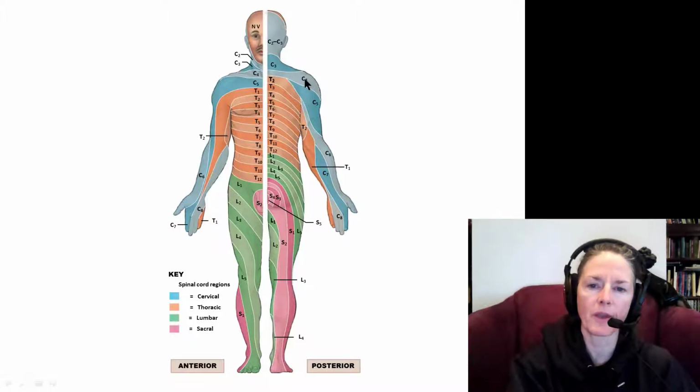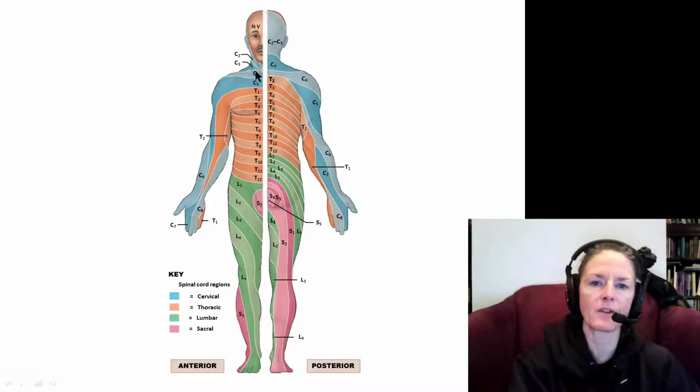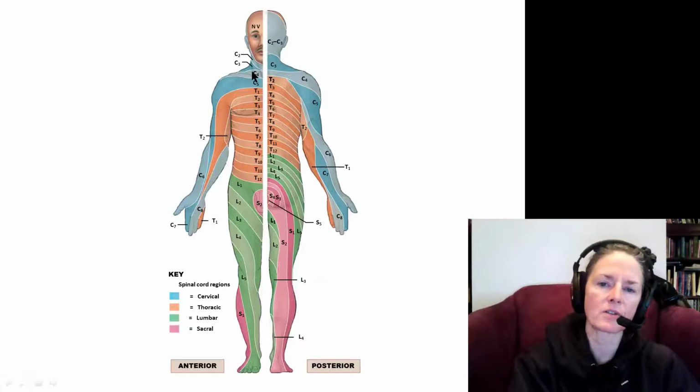So we see in this case, this is posterior and this is anterior. We see part of the shoulder here and part of the anterior, the clavicles, and part of the sternocleidomastoid areas. Things in this area will all be innervated by C4. So C4 will be receiving sensory information from these structures and also innervating motor structures here.